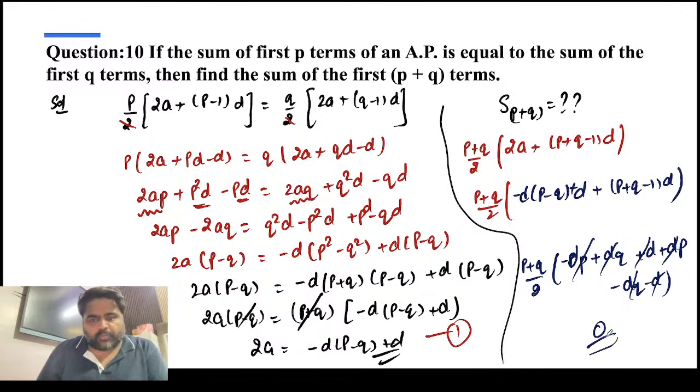How can we take p plus q as common? Because in this term there is p minus q, and in this term there is also p minus q. The term which is common in all the equations is the term that you can take common, otherwise you won't be able to take it common.